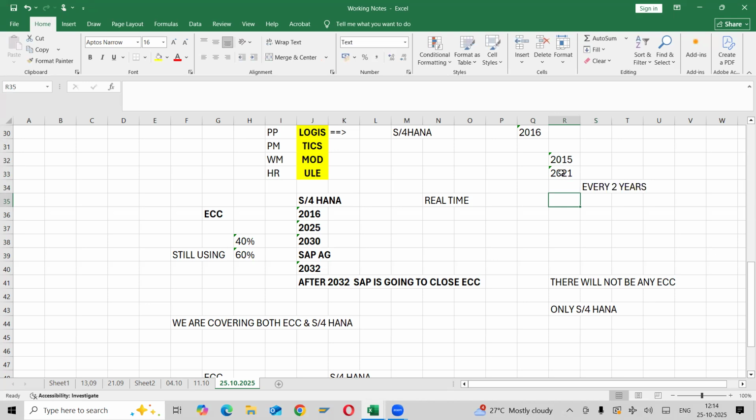So that is the reason you can see the S4 HANA 2021 version, and you won't find a 2022 version. Now the latest version is 2023. Even though we are in 2025, this is the version we are using, 2023. So this is the latest version.